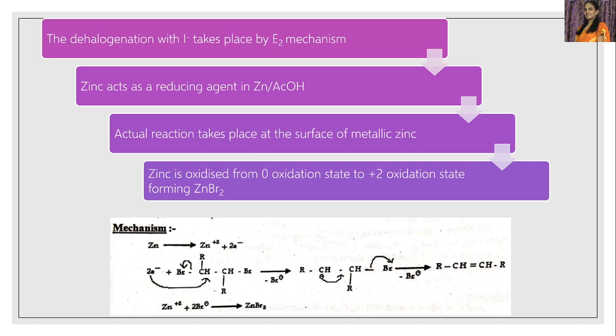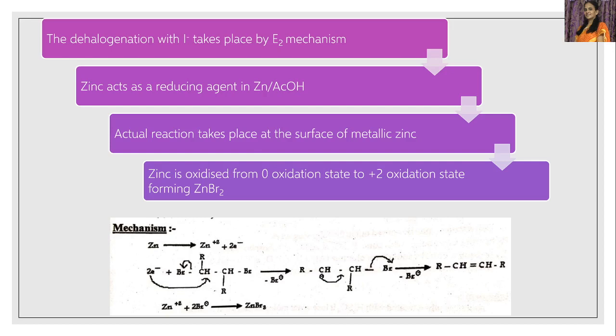So in this reaction, zinc is getting oxidized from Zn to ZnBr2. Its oxidation state is increased from 0 to +2. Thus we can say that zinc is getting oxidized. When zinc is getting oxidized, it is acting as a reducing agent. Therefore, it is reducing 1,2 dihalides to alkenes. So let us see the reaction.